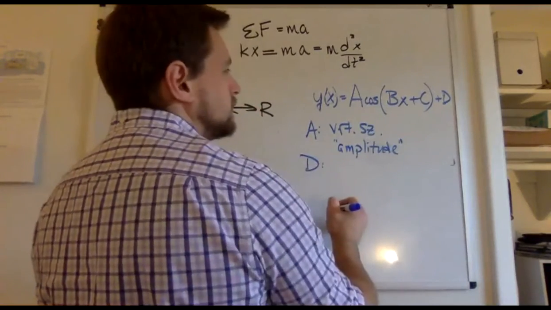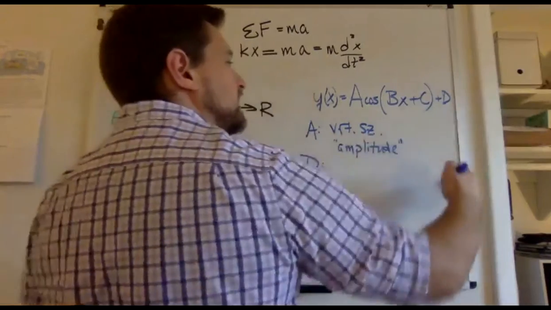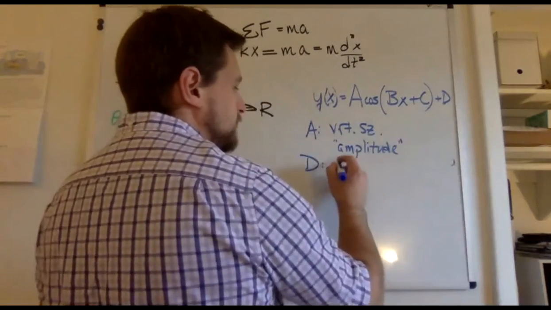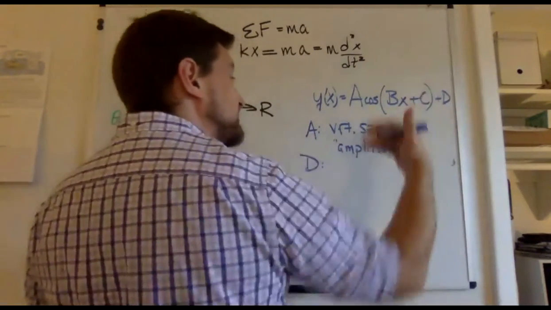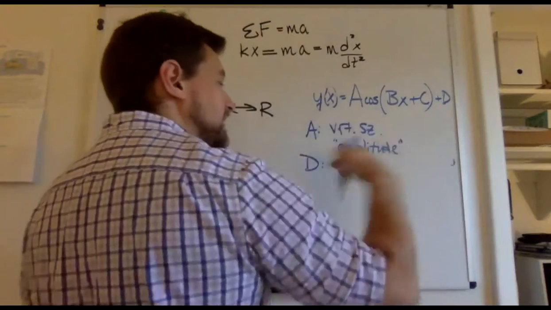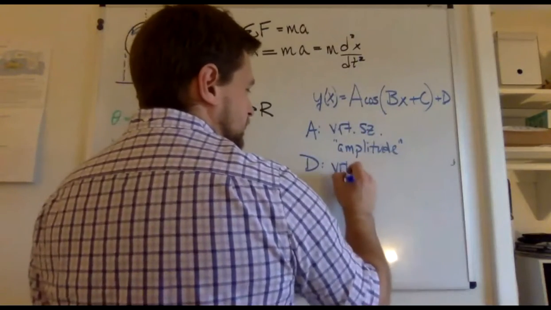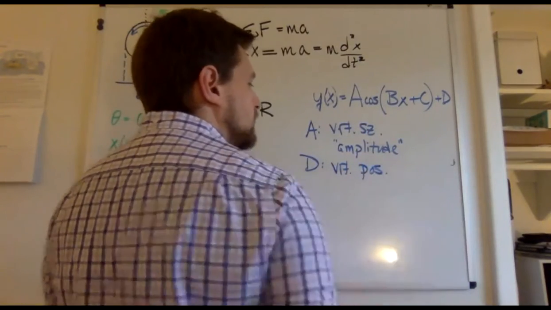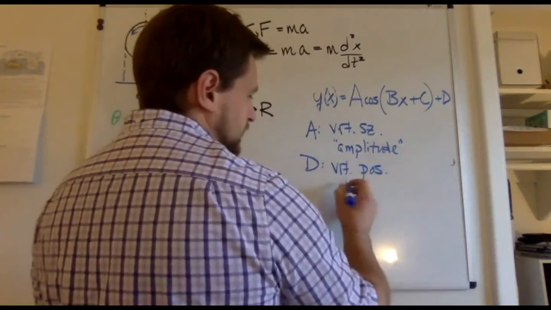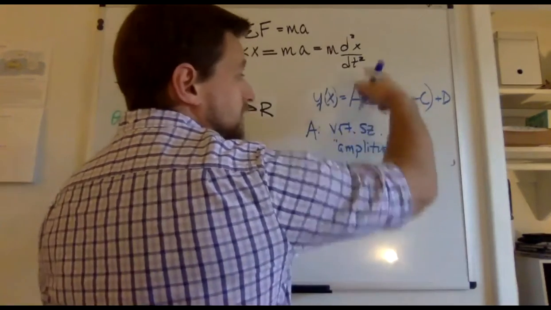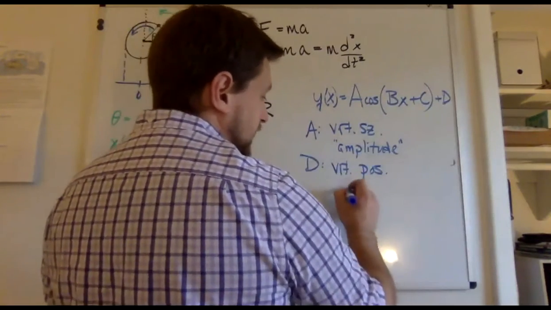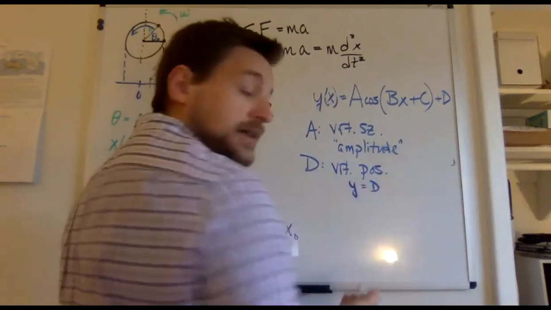D, just working from the outside in, is the parameter that handles the vertical positioning of this function on the xy plane. Vertical position. And it represents the center line of that cosine function. If we graphed it, the center line would be the line y equals d.